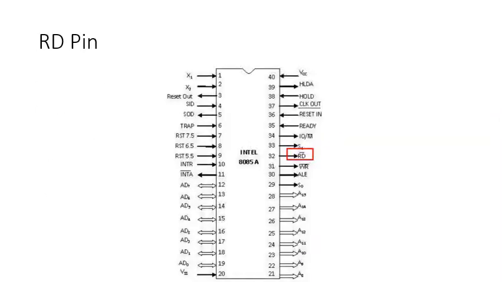Next is about pin number 32, RD bar. RD stands for read. It is an active low signal. It is a control signal used for read operation either from memory or from input device. A low signal indicates that the data on the data bus must be placed either from selected memory location or from input device.